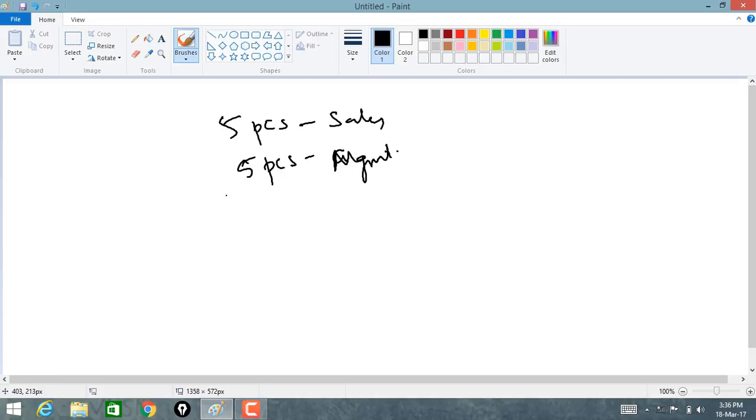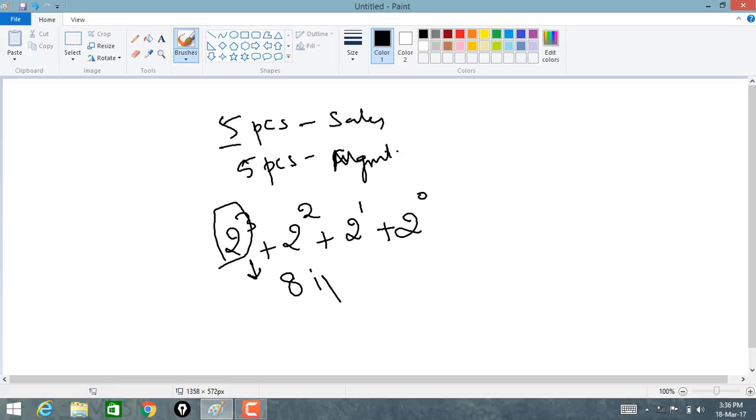What will I do? We need 5 PCs, right? So we see 2 raised to 0, 2 raised to 1, 2 raised to 2, 2 raised to 3. 2 raised to 3 is 8, so we get 8 IPs. Out of these 8 IPs, 2 IPs we cannot use. As I already told, one IP is for the network ID, and the second is used by default as the broadcast IP.